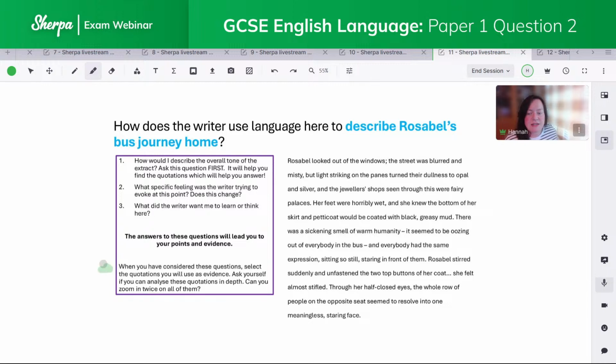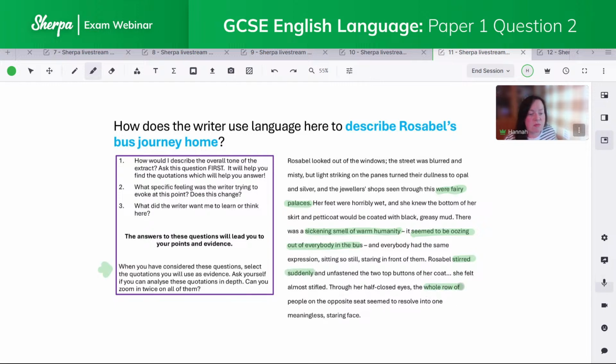This last bit down here, so for this last bit of advice that I've got written down, I need to ask, can I actually analyse those quotations that I'm going to choose? So I might look at the idea of the metaphor, fairy palaces, the jeweller shops. I might look at the idea of the sickening smell of warm humanity seemed to be oozing out of everybody on the bus. Rosabelle stirred suddenly and unfastened the top two buttons of her coat. In fact, I don't even need all of that. I just need stirred suddenly.